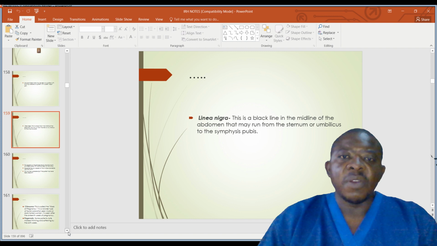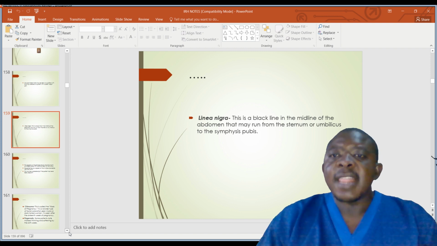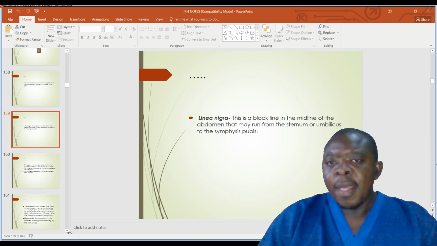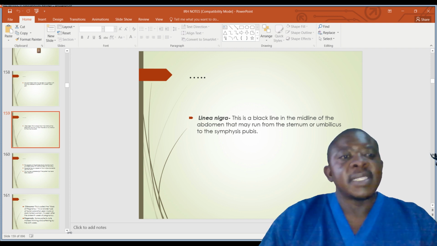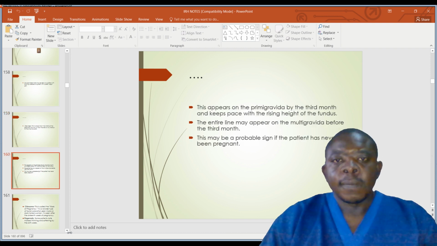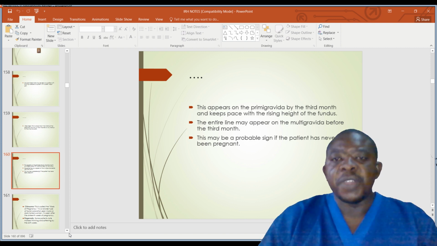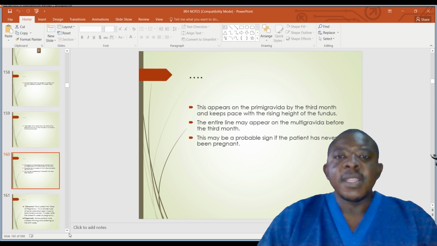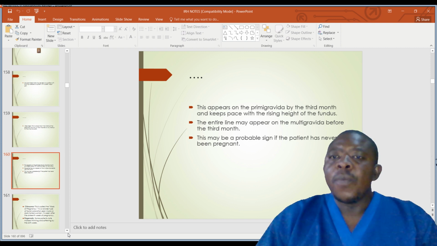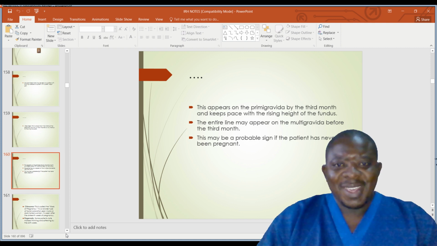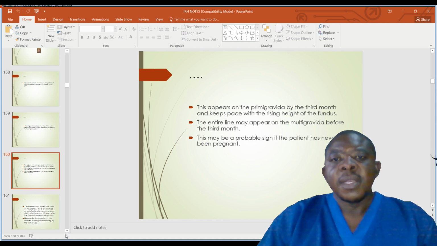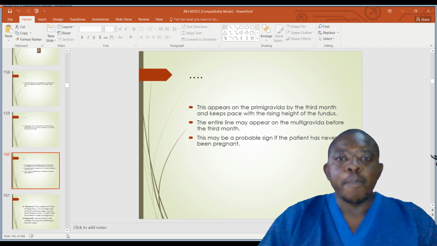Linea nigra. This is a black line in the midline of the abdomen that may run from the sternum or umbilicus to the symphysis pubis. This appears on primigravida by third month and keeps pace with the rising height of the fundus. The entire line may appear on the primigravida before the third month. This may be a probable sign if the patient has never been pregnant.